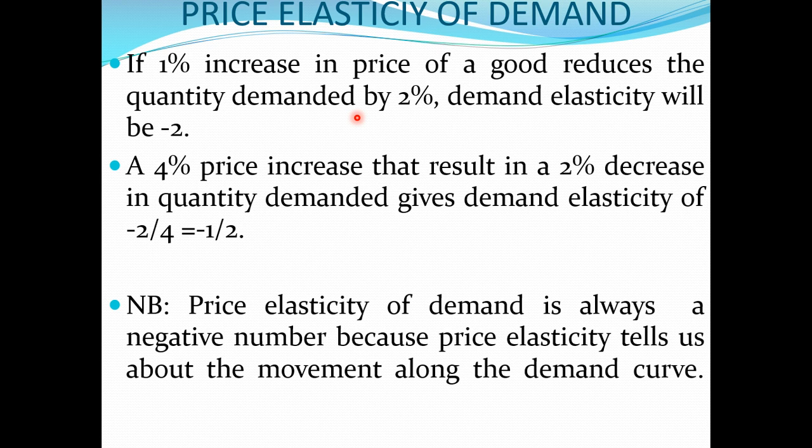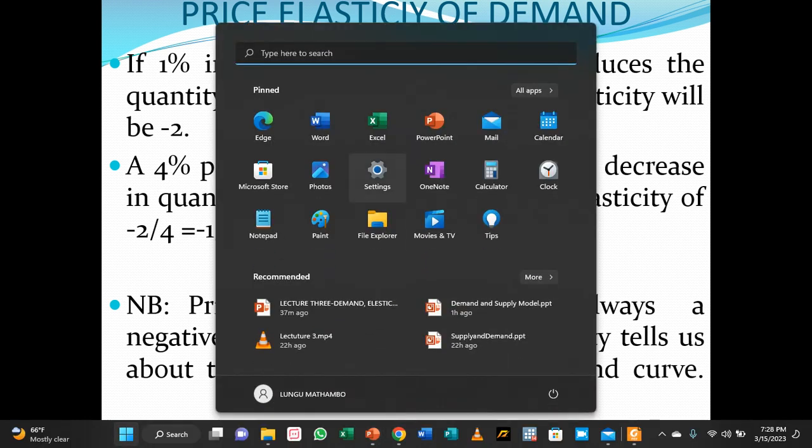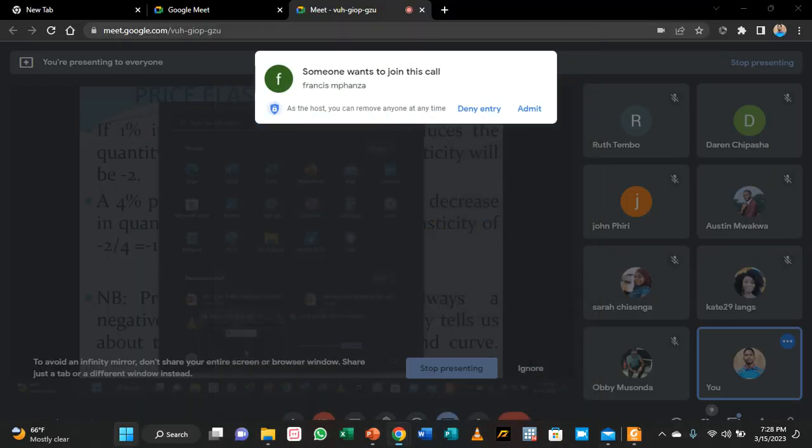So what elasticity does is it just adds more detail to what we discussed last time. From what we discussed last time, we know that an increase in price will have a negative impact on the quantity demanded, right? But with elasticity, we are now going to answer the question of to what extent. Yes, we know that quantity is going to reduce, but by what degree? So the degree to which quantity is going to reduce in this case is 2%.